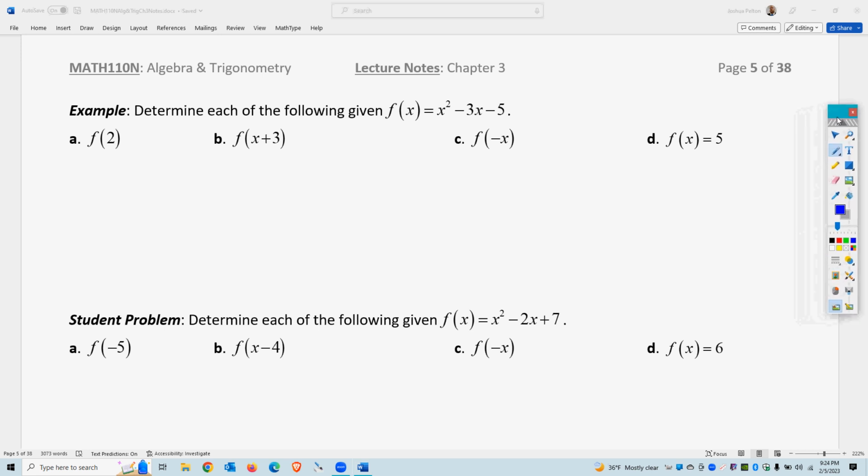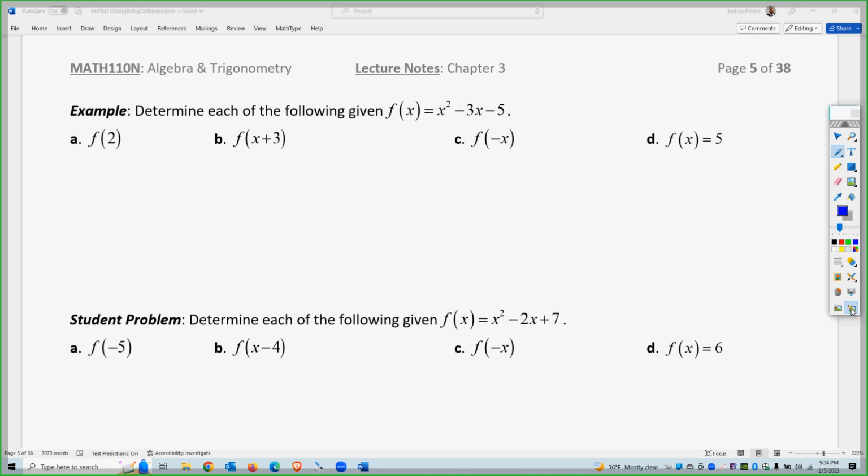This is Professor Pelton. This is part 3 of chapter 3, section 1. So we're going to plug things in to functions and get the output.